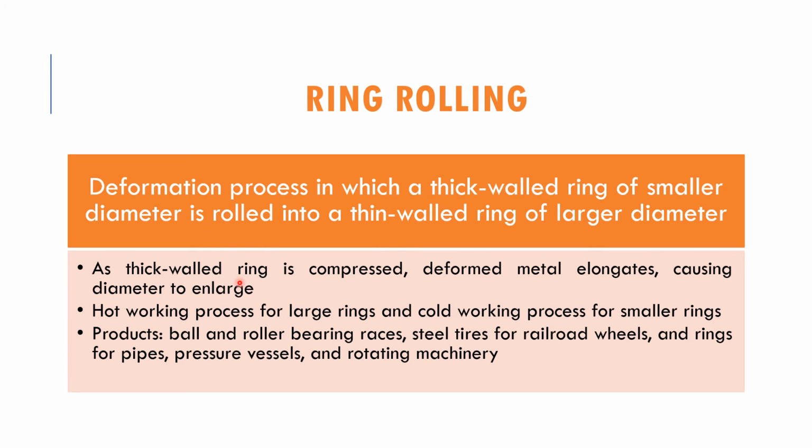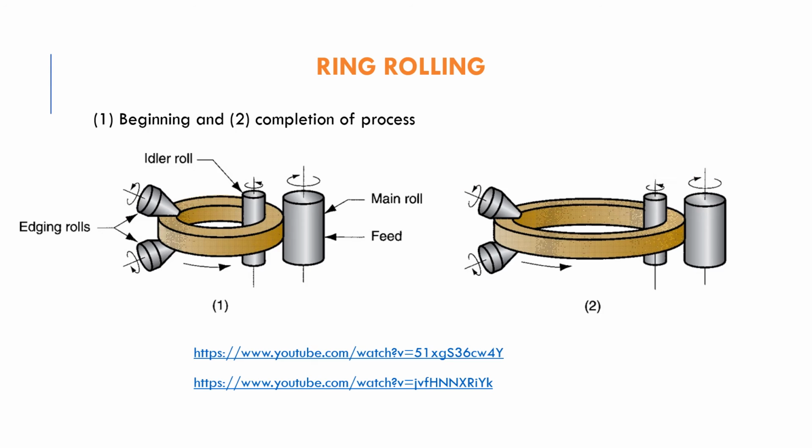Hot working is used for large rings and cold working for smaller rings. Usually the products are ball and roller bearing races, steel tires for railroad wheels, and rings for pipes, pressure vessels, and rotating machinery. Now let us look into the process of ring rolling.